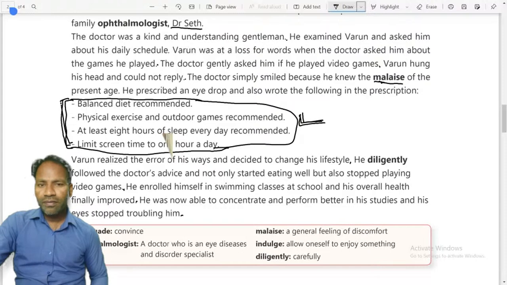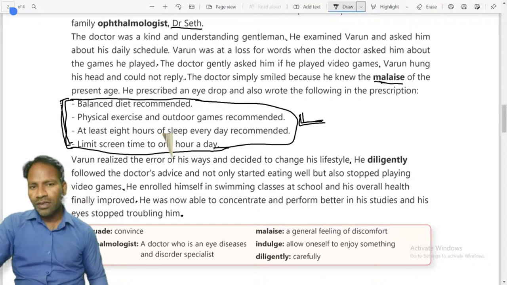So because of this understanding, the doctor advised him correctly, and the child followed the things. He gave up all video games. He gave up that bad habit of playing video games for hours and hours, and he moved towards his earlier life of playing physical games. He enrolled himself in swimming classes, which is the best physical exercise we can say.